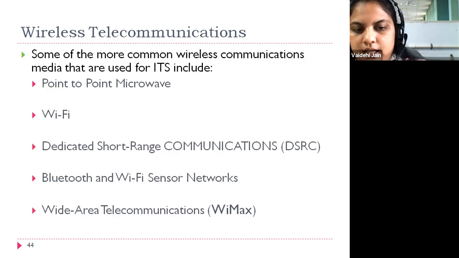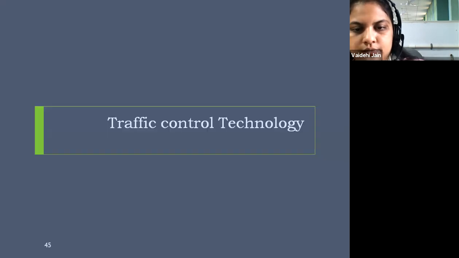These are some of the wireless communications, which include in ITS the point-to-point microwaves, Wi-Fi, the short-range communications, Bluetooth sensor networks, and the wide area telecommunication, which is WiMAX. Right? These are the wireless communication modes. They do not require much introduction. We all are using this. This is part of ITS.